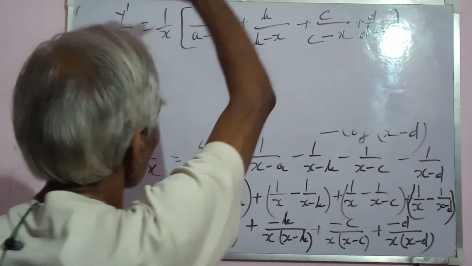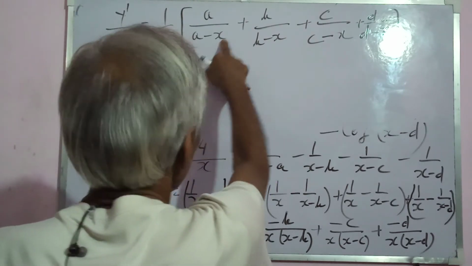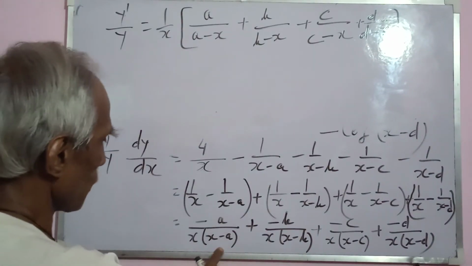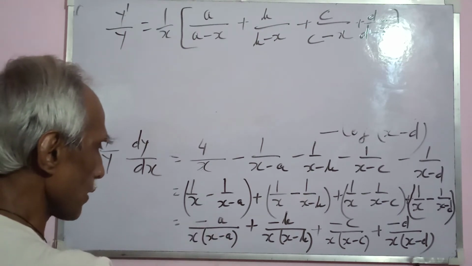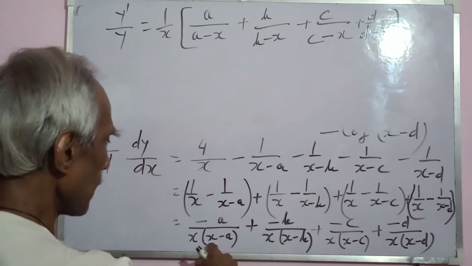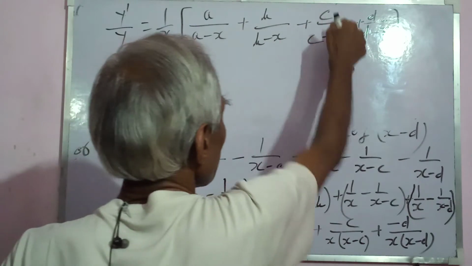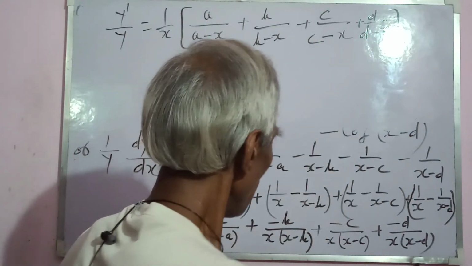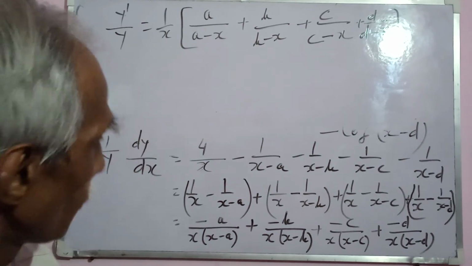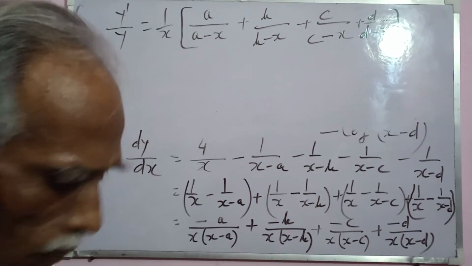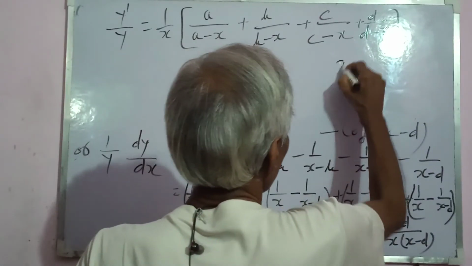Here, a minus x. Here it is minus a by x minus a. If we write a minus x, then minus minus will be cancelled. Then here it will be a by a minus x. That part I have written here. Similarly, this part b by b minus x, c by c minus x, d by d minus x. Yes, good. That we had to prove.